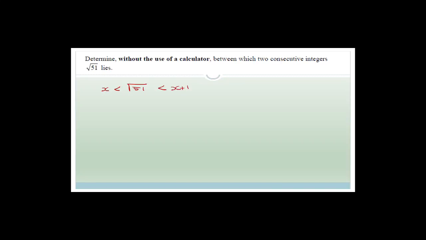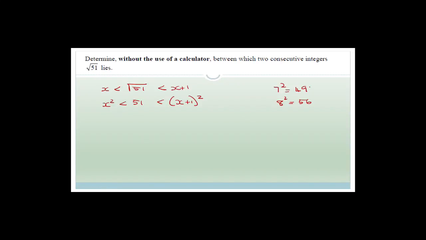Okay, now what do you think I could do? I think what I could do is square all of it. So if I square all of it, I get x squared is going to be smaller than 51, which is going to be smaller than x plus 1 all squared. Do you agree? Okay. So let's think about this for a little bit. What is 7 squared? 7 squared is 49. 8 squared is 56.